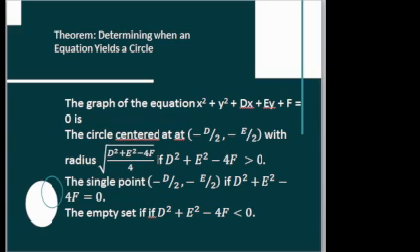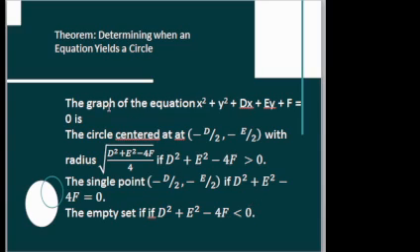So this holds if d squared plus e squared minus 4f is greater than 0. Then the graph is a single point, negative d divided by 2 and negative e divided by 2, if d squared plus e squared minus 4f is equal to 0. So it's a single point. The third is the empty set, if d squared plus e squared minus 4f is less than 0.